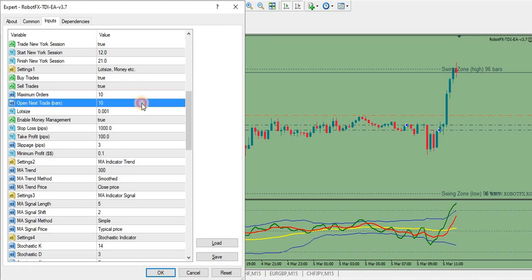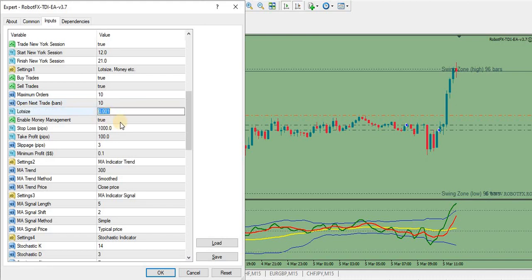And also, you have the possibility to restrict opening the next trade after a certain number of bars or candles, depends how you want to call them. So if this trade opened in this example, well, right here, the next trade opens not less than 10 bars away from this one.